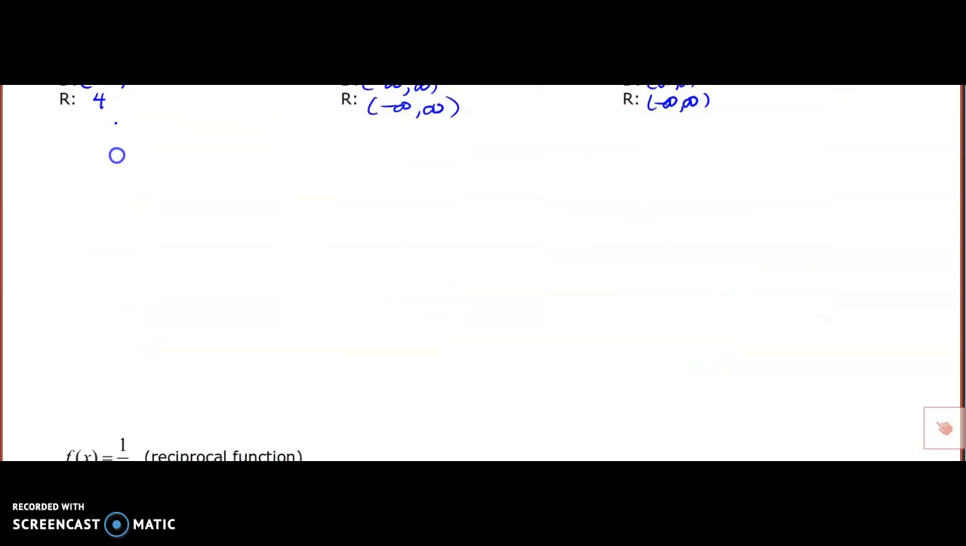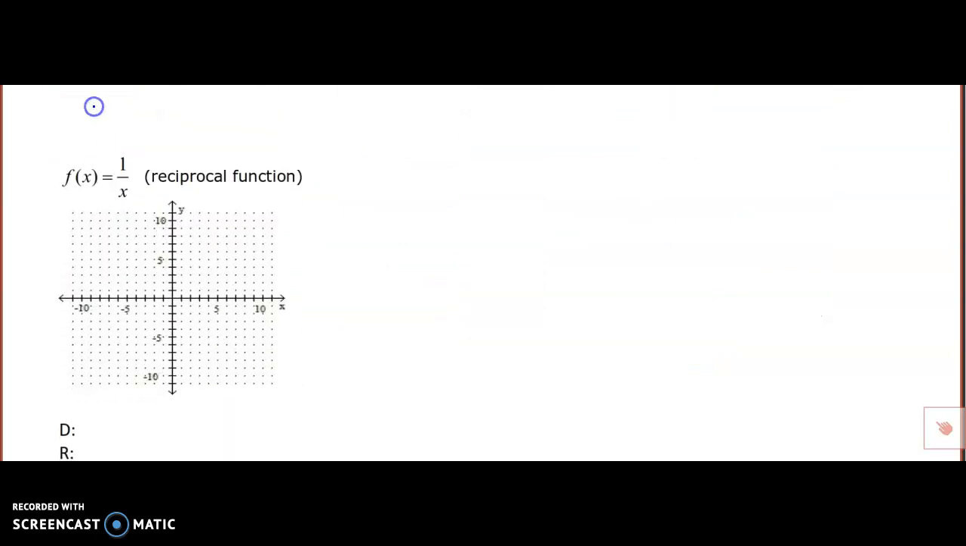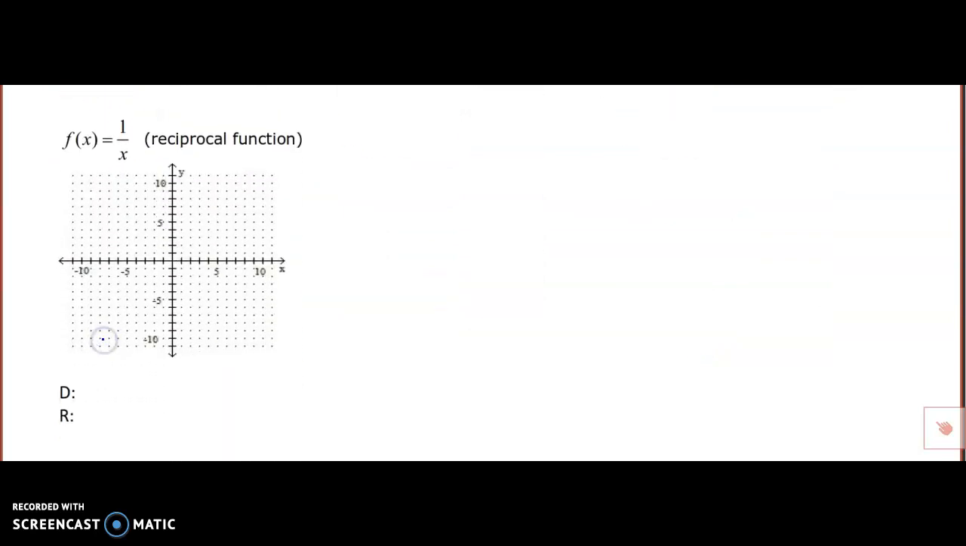Let's see, did I have another one here? Oh, we've got one more, the reciprocal function. That's when we see this fraction with the x in the denominator. So this is a basic parent function. 1 over x is going to have this as its graph. It's kind of interesting. It's sort of two curves. One in this quadrant and one in this quadrant.